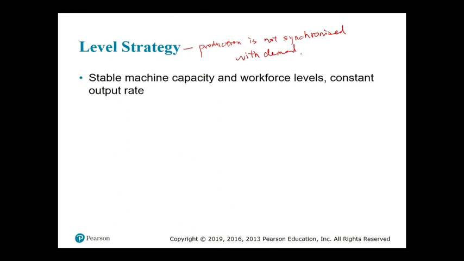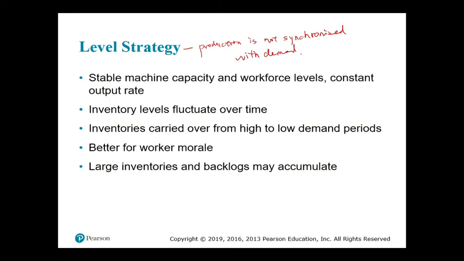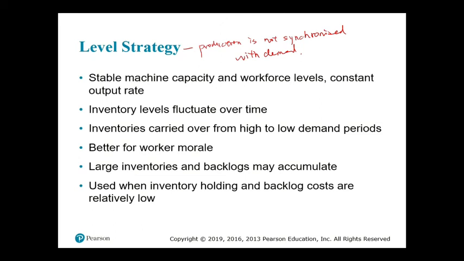And in order to still satisfy demand, we're going to have to use inventory. So when demand is high, then we deplete inventory. When demand is low, we accumulate inventory. And worker morale-wise, this is also better than the chase strategy, but inventory and backlog may accumulate and may be excessive over time. So this strategy is appropriate in the opposite scenario where inventory and backlog cost is relatively low.